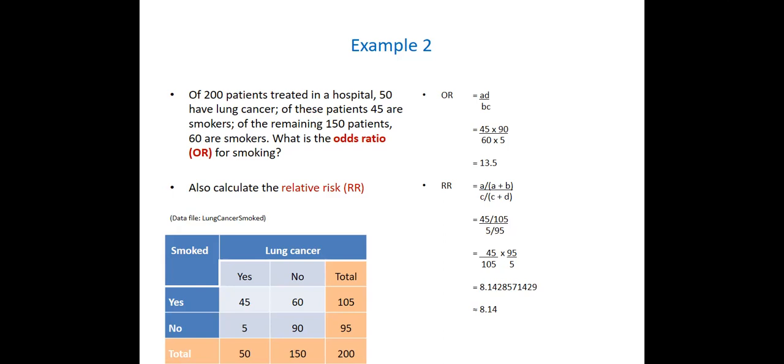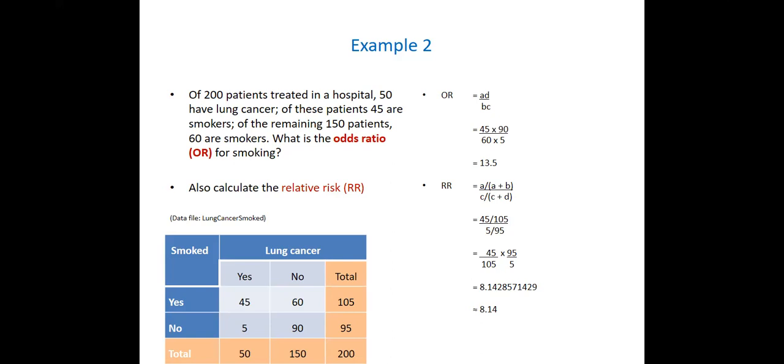Yeah, I think the risk of smoking would be risk over 1 minus the risk. No, we are not talking of odds now. Just risk. What is the risk of smoking? Yeah, among the lung cancer.